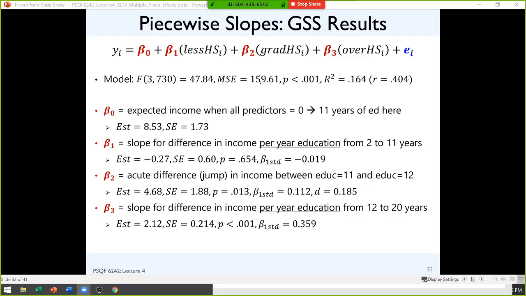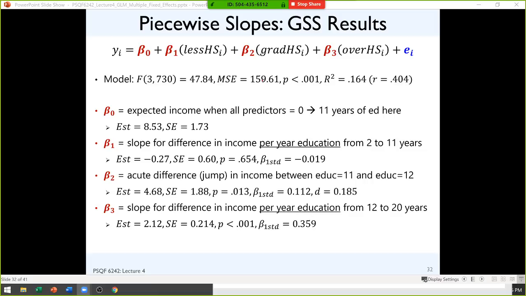MSE, mean square error or mean square residual, works out to be 159. That number has special meaning. Do you remember what it is still? I asked you this last time. It's a word that I like to ask you about in your homework, and this is where you find it. Mean square error, mean square residual, also known as, there it is, residual variance. Yes, variance left over. So all of the remaining reasons why some people make more money than others, aside from their education.